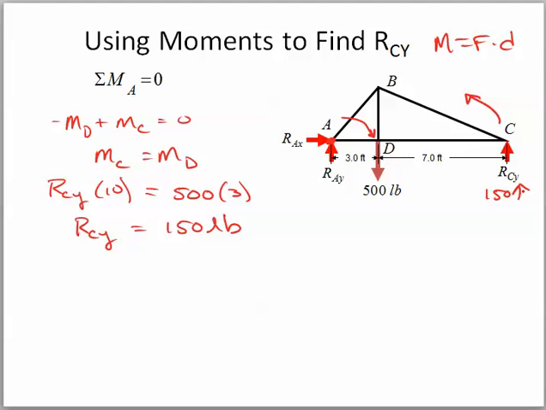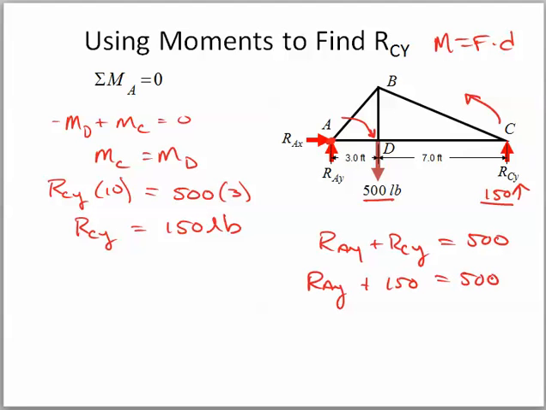Well, common sense tells me that if there's 500 pounds pushing down, and there's 150 pounds pushing up, what is RAY? Well, I'm just going to real quickly say that RAY plus RCY have to equal 500. And that's 150. So what does RAY equal? Well, some simple math tells me that RAY is equal to 350 pounds. So after calculating the moment, I was able to not only find RCY, but once I found RCY, I was able to come back and find RAY.